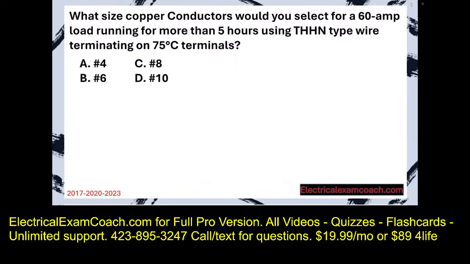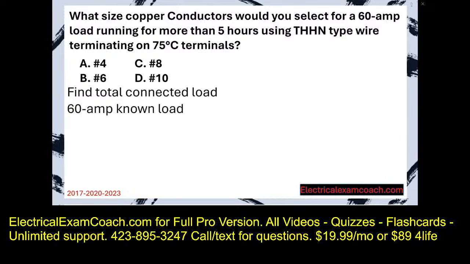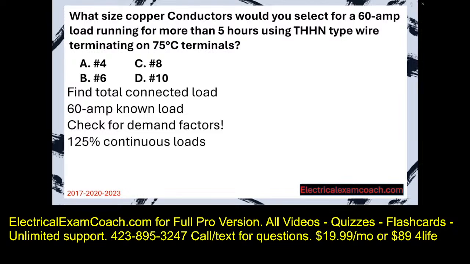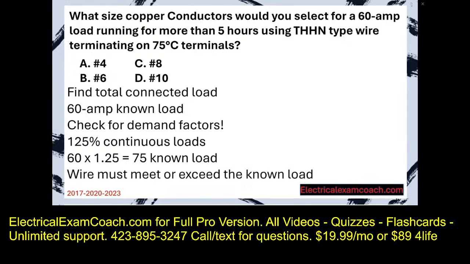What size copper conductor would you select for a 60 amp load running for more than 5 hours using THHN type wire terminating on 75° C terminals? Step 1, find the total connected load. Our starting known load is 60 amps, but we must check for demand factors. Since it's a continuous load, we need to remember the 125% rule for continuous loads. We take our original known load, multiply it by 1.25, and that gives us a new known load of 75 amps to size our wire by. And remember, our wire must meet or exceed the known load.